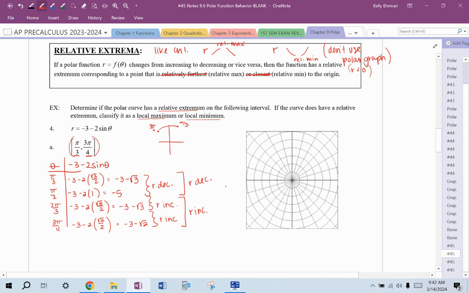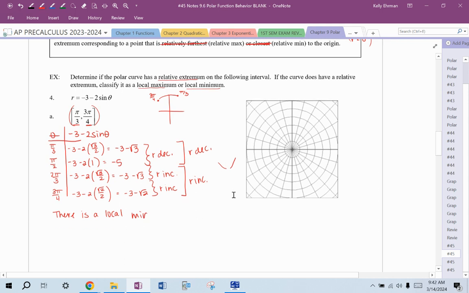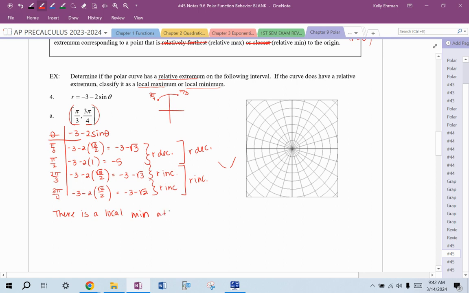All right, so what does that mean? R just went from decreasing to increasing. That means that there is a local minimum. I always have to sketch this out to keep this straight in my brain. There's a local minimum at, where's the breaking off point? It's pi over 2, right? The value for r will never exceed negative 5 because the largest value for sine is 1. So this graph can only get to negative 3 plus or minus 2. All right, so there's a local minimum at theta equals pi over 2.